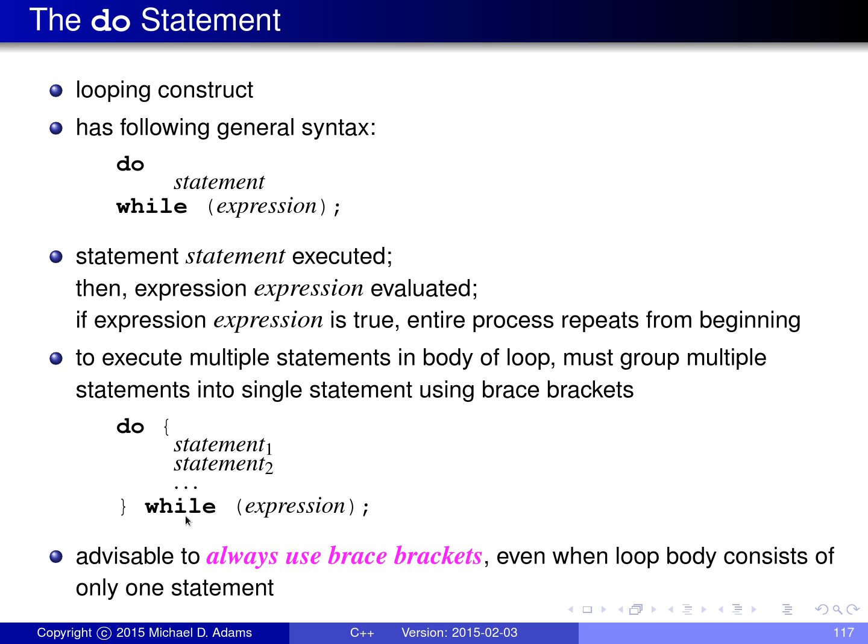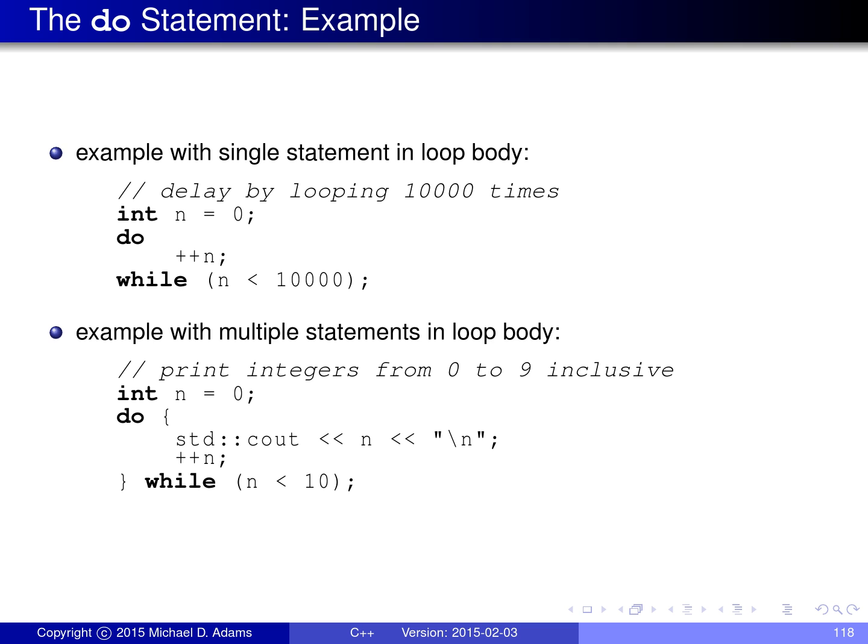So if you want to have multiple statements, then you have to group these statements together by enclosing them in a pair of brace brackets. So we have an opening brace bracket here, then we have several statements, and then we have a closing brace bracket here. And these brace brackets serve to group all of these statements together so that they're logically treated as a single statement. And again, I would recommend that you always use brace brackets even in the case where there's only a single statement in the body of the do loop, simply because this can help to avoid certain types of bugs.